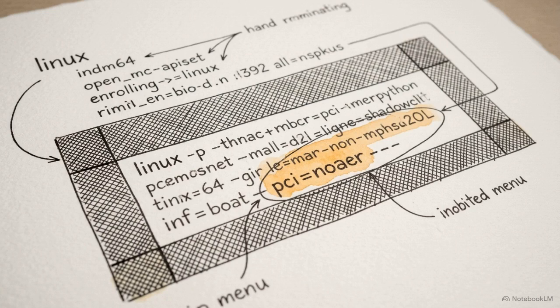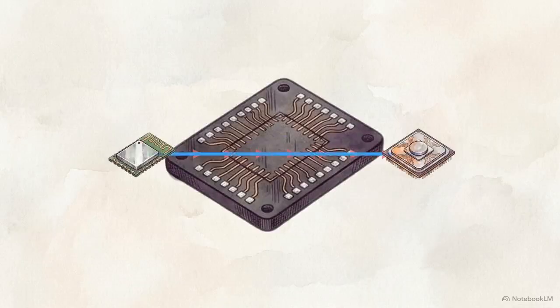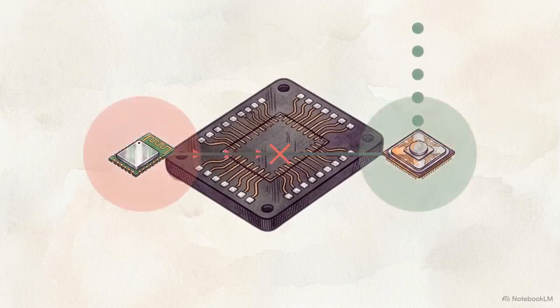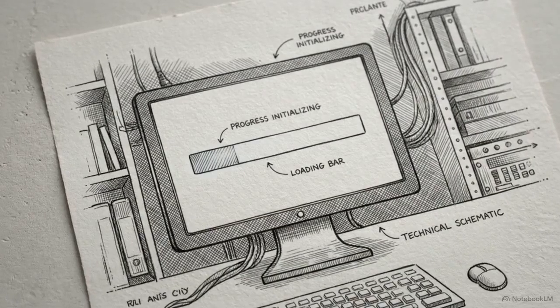Locate the line beginning with linux and carefully move to the end. Type pci=noaer just before the three dashes. This parameter disables the AER handler during the boot process. Press Ctrl X to boot.